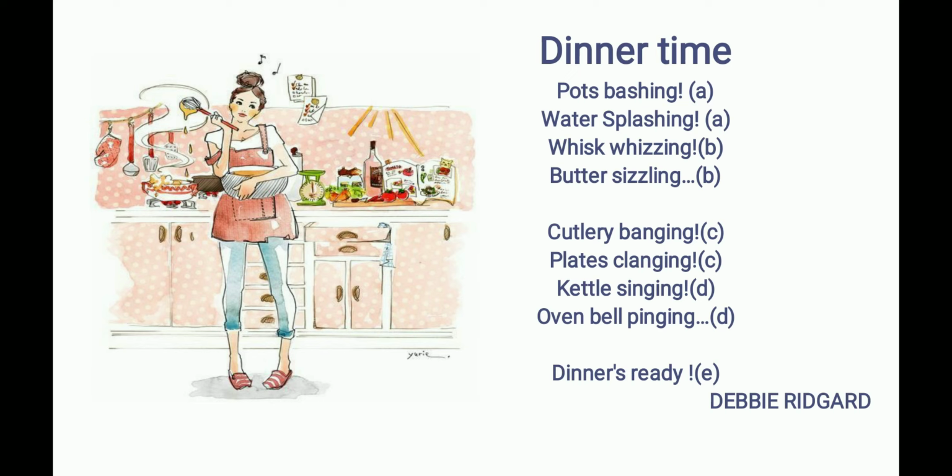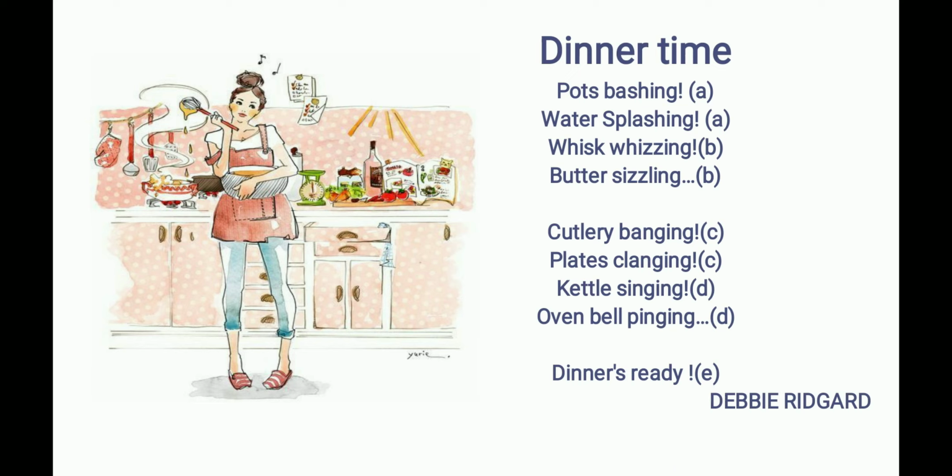In the second stanza, we have cutlery banging, plates clanging. Now, banging, clanging, they sound similar. Therefore, it will have the same alphabetical letter, that is CC. Next, we have kettle singing, oven bell pinging. Singing, pinging, they sound similar. So, they will have the same alphabetical letter, that is DD. And the last line, dinner's ready. Now, ready does not sound similar to any one of the above mentioned last words. Therefore, it will have a separate alphabetical letter.